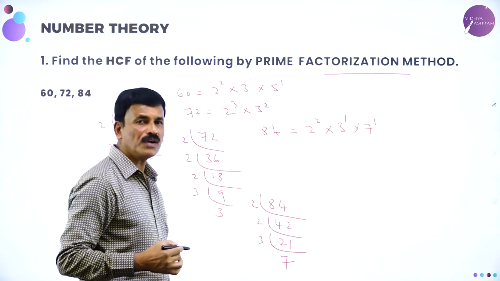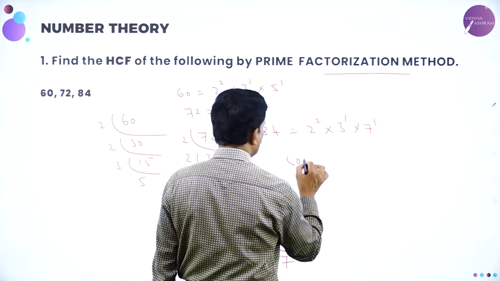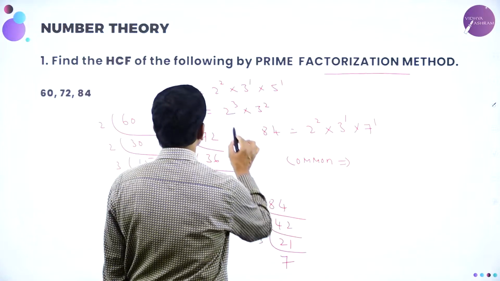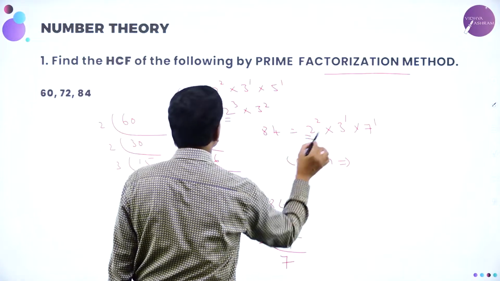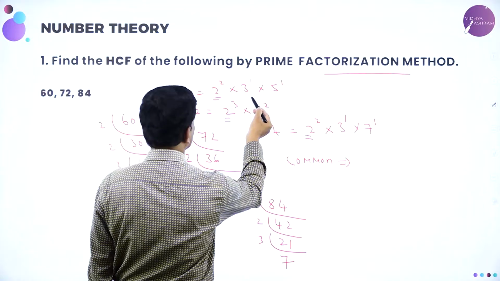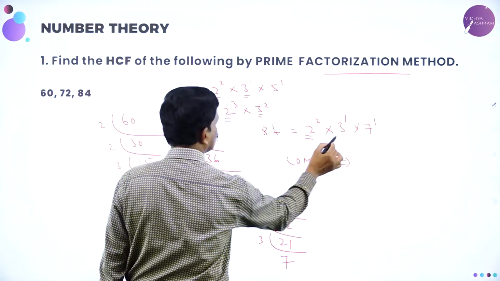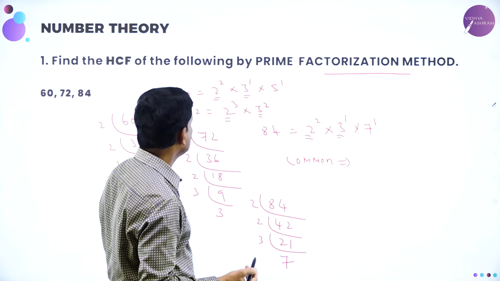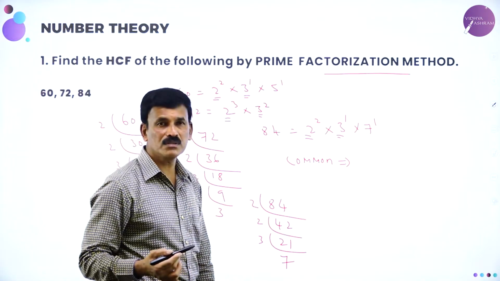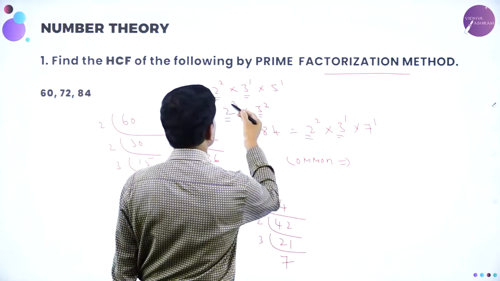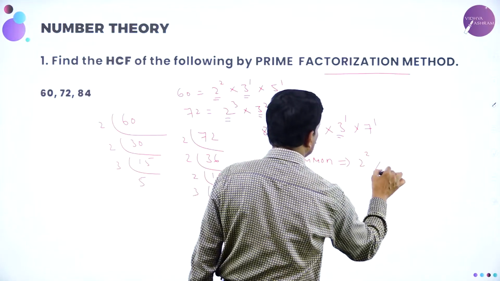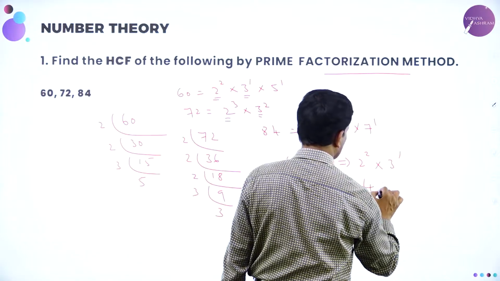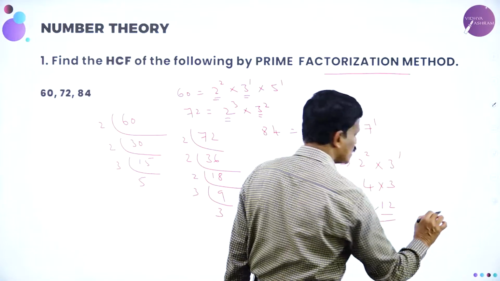Now find out the common factors in these. What are the common ones? 2 is common, and 3 is also common. 7 is not common here, and 5 is also not common. The least power of 2 is 2 square, into the least power of 3, which is 3 to the power of 1. So this is 4 into 3, which is equal to 12, the highest common factor.